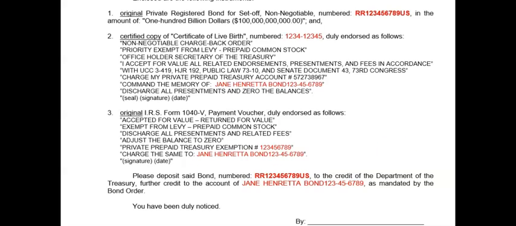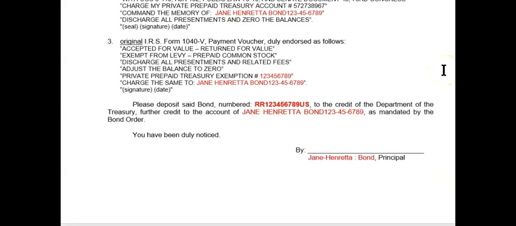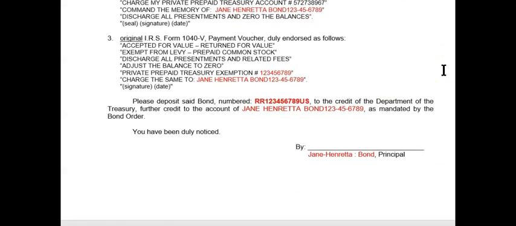All right. Please deposit said bond number, registered mail number, to the credits of the Department of Treasury. Further credit to the amount of Jane Henrietta Bond, as mandated by the bond order. You have been duly noticed. Then sign your autograph, Jane-Henrietta Bond, Principal.